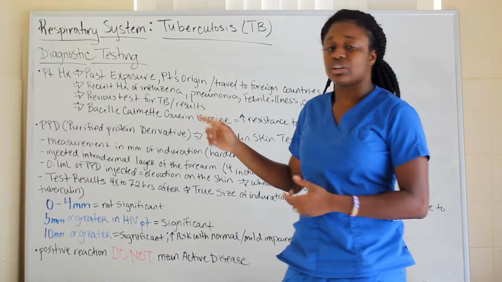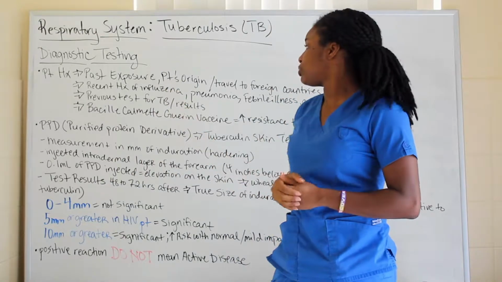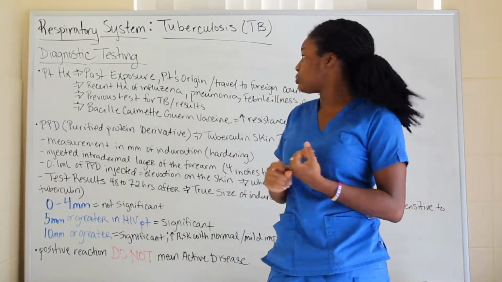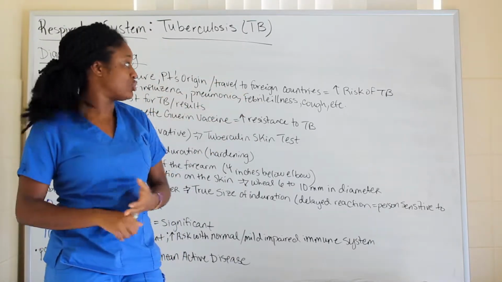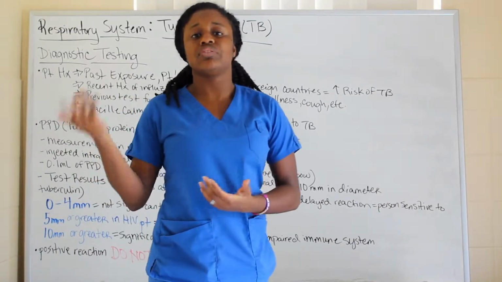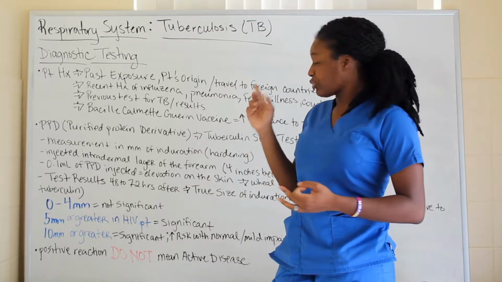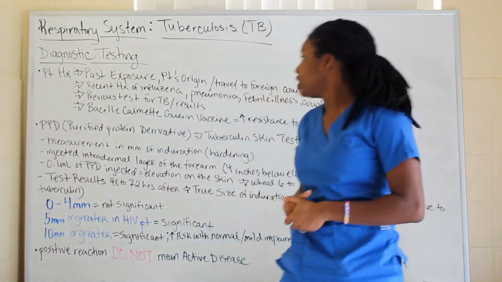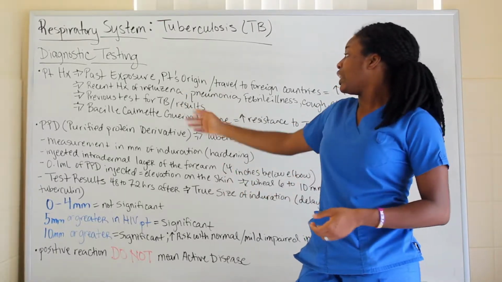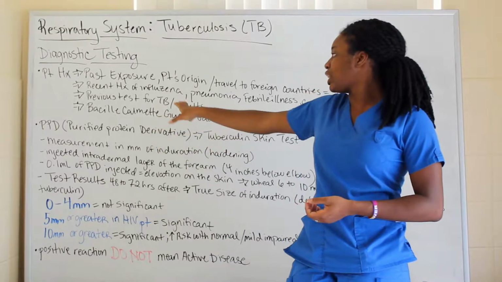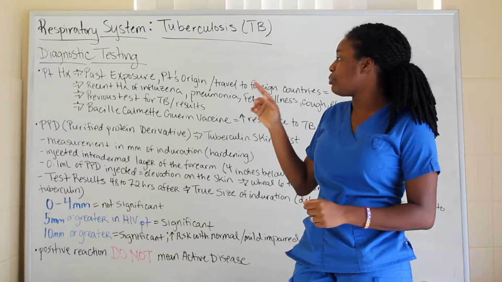So now we're going to go ahead and talk about our diagnostic testing. With the diagnostic testing, you want to gather a patient history, and with the patient history, you want to know about any past exposures, the patient's origin, where they're from, and whether they travel to any foreign countries. Why? Because they're at increased risk of TB. Also, you want to know about any recent history of influenza, pneumonia, febrile illnesses, or cough, all right? Also, you want to know about previous tests for TB and what their results were. And then last but not least, the Bacillus Calmette-Guérin vaccine, okay, which is also known as BCG.